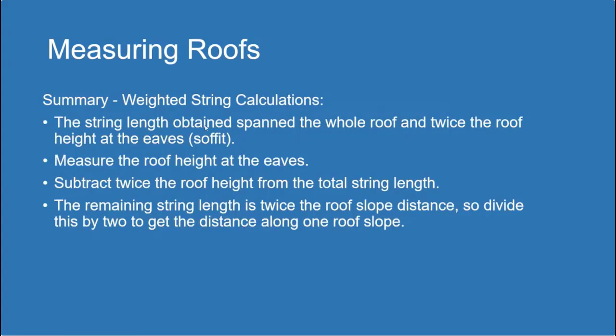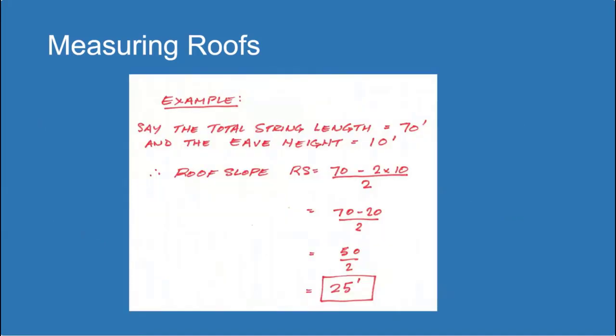So basically, to summarize, the string length spanned the whole roof and twice the roof height at the eaves. We measure the roof height of the eaves. We subtract twice that amount from the total string length. The remaining string length is twice the roof slope distance. So dividing that by 2 gives you the distance along one roof slope. Now, as an example, let's say the total string length was 70 feet and the eaves height was 10. We'd end up with a roof slope of 25 feet, which is quite plausible in that case.